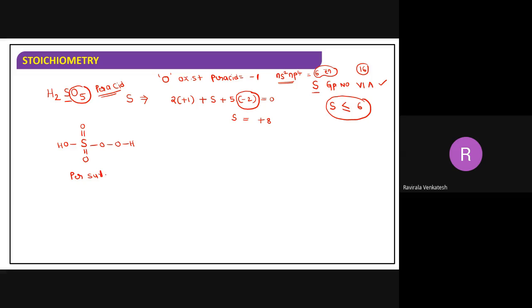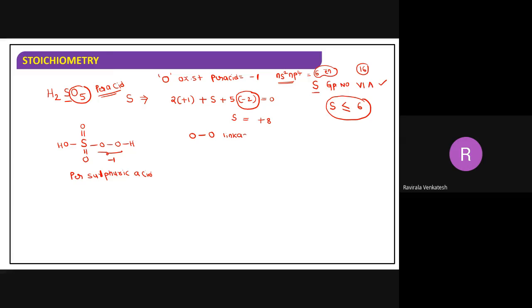Persulfuric acid. Now here these two oxygens are having -1. They are peroxide. Generally peroxide looks like this. Peroxide is nothing but OO linkages, which are generally called what?